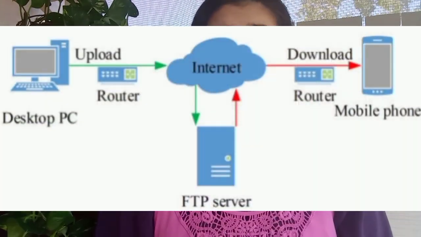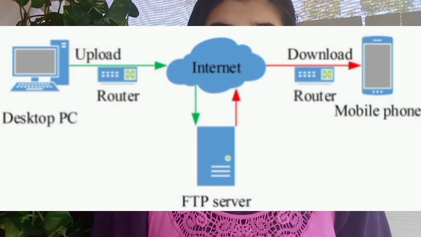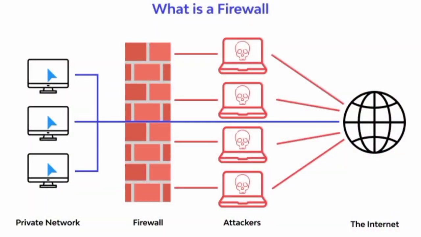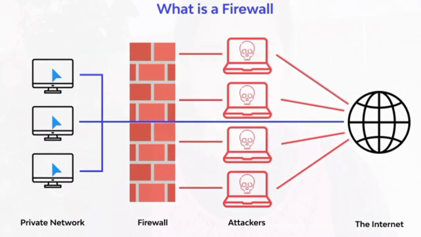Now, what is FTP? It's a communications method for transferring data between computers on the internet. Now, what is a firewall? It's a part of a computer system that is designed to block unauthorized access.